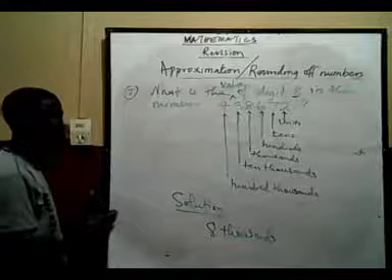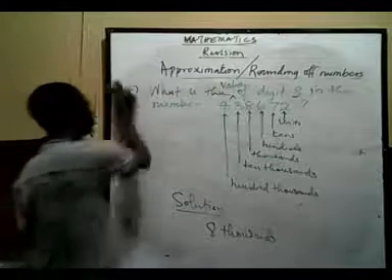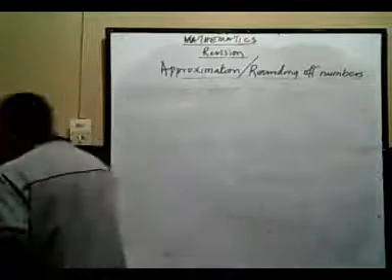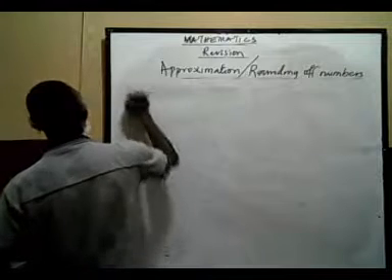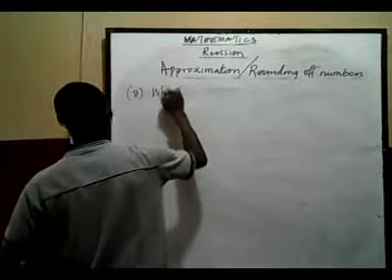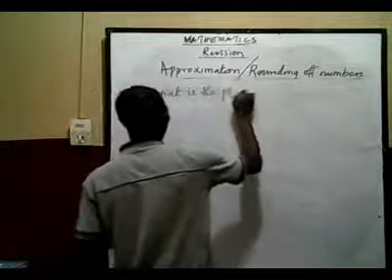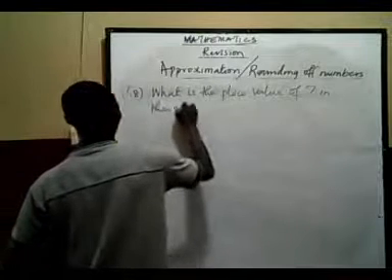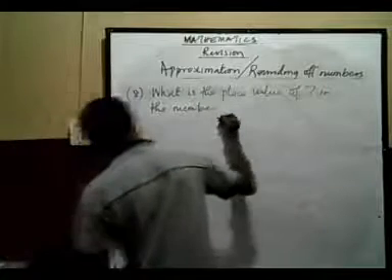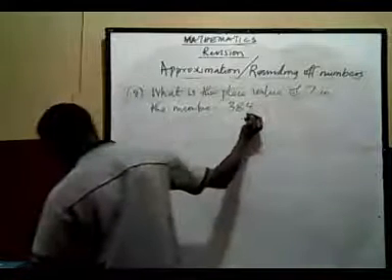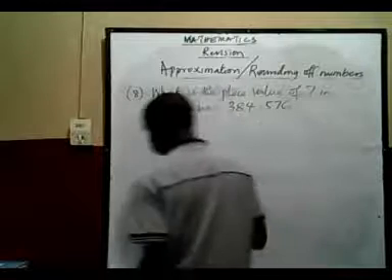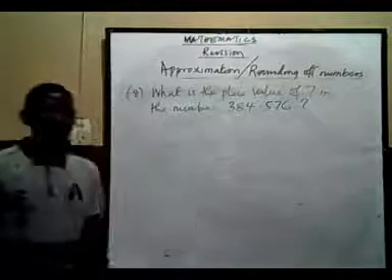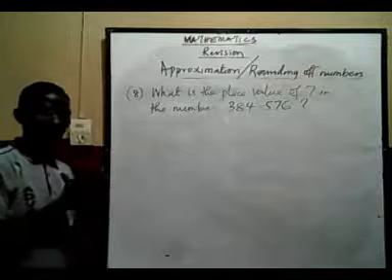Alright. I want us to look at another question. That's our number 8. What is the place value of 7 in the number 384.576? Now, I have shown us the place value of whole numbers the other time.